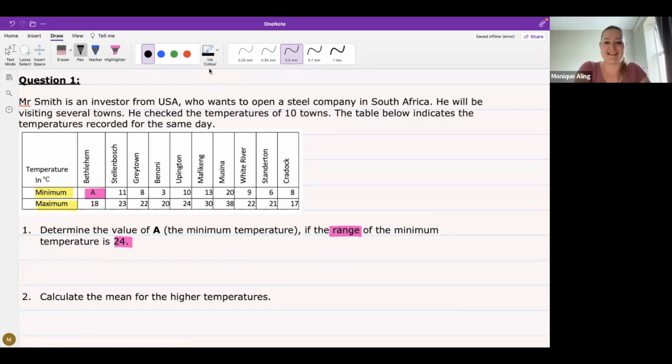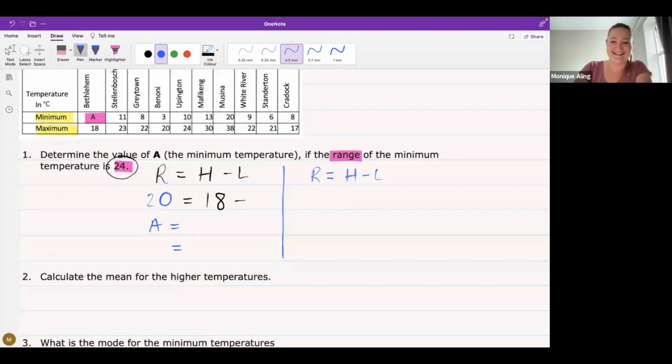Good, thanks. So, okay, I don't know if I'm right. I took the range that they gave us and then I subtracted it by 20, because 20 is the highest number from the minimum column. And then I got 4. Sorry. Okay, so we're only looking at the minimum temperatures. Don't get confused like I did and look at Bethlehem as a whole and look at their highest temperature and lowest temperature.